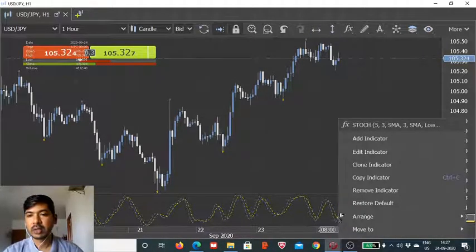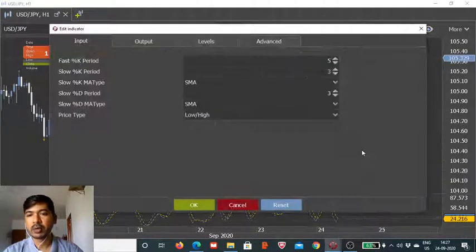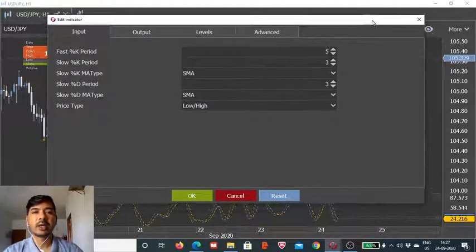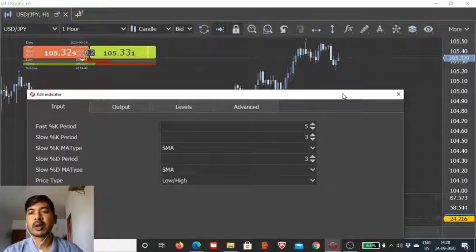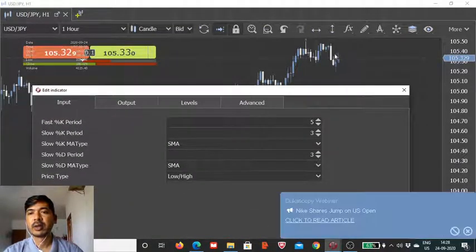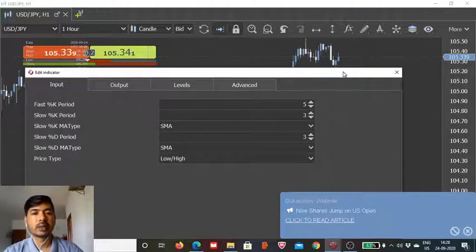So here you can see the editing options provided to you. Now the first K period is at 5, that means over the last 5 candles, the difference between the highest value and the lowest value will be taken into consideration. Okay, it's not changing, so we keep it as it is.